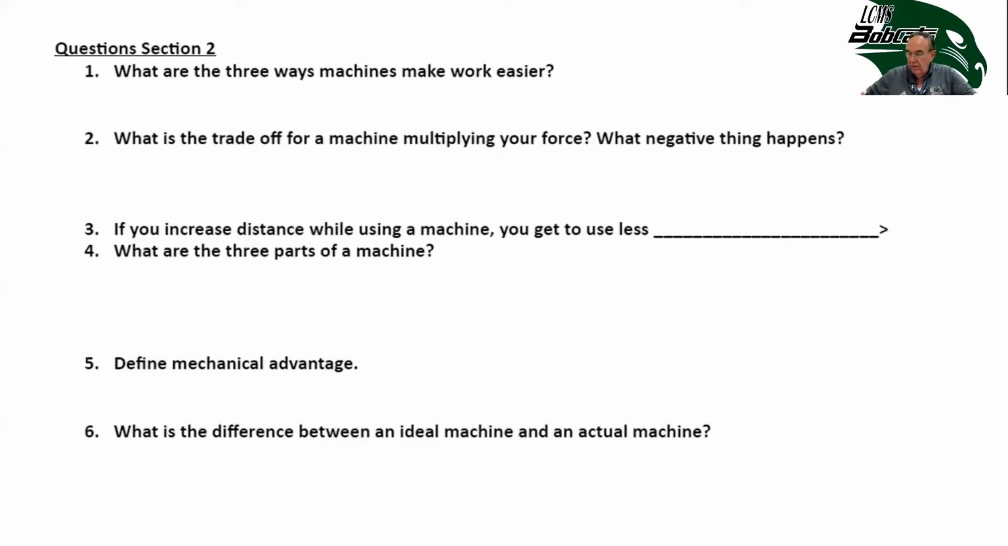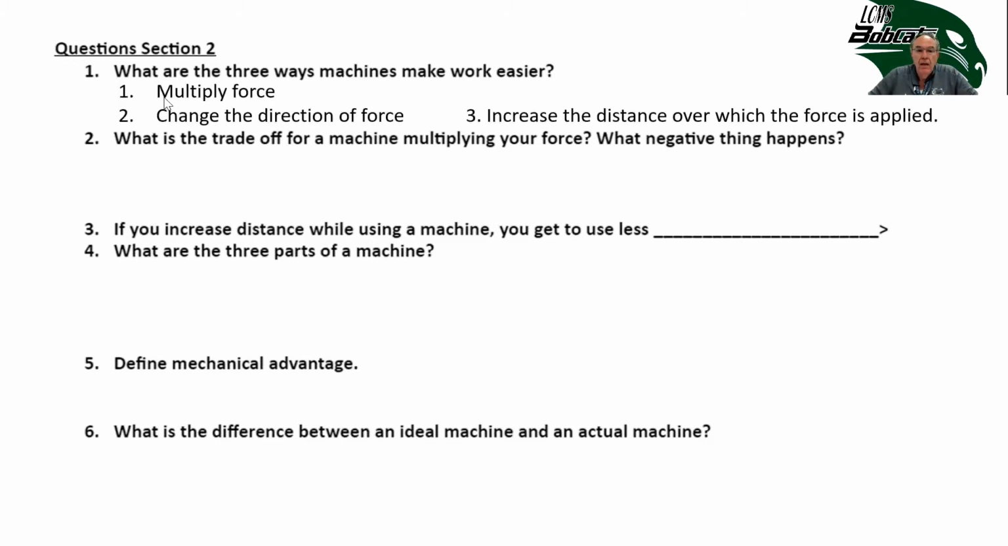Welcome back. When we left off last time, I had asked you to answer these questions on your own to test your knowledge. First question in section 2 here is, what are the 3 ways that machines make work easier? They multiply force, they can change the direction of the force, or they can increase the distance over which the force is applied. So they don't do one or the other of these things.